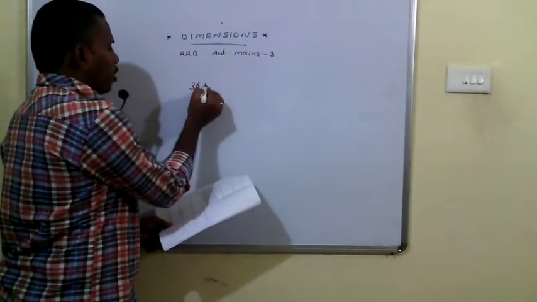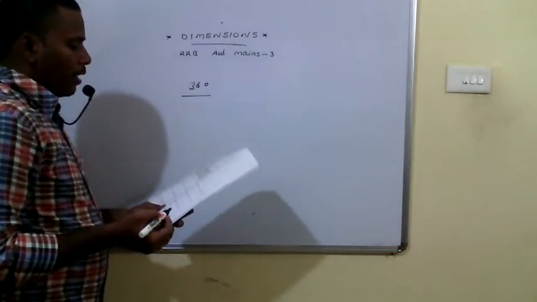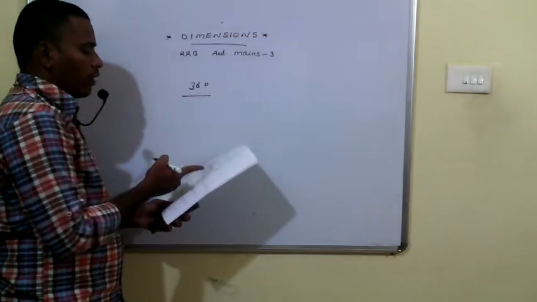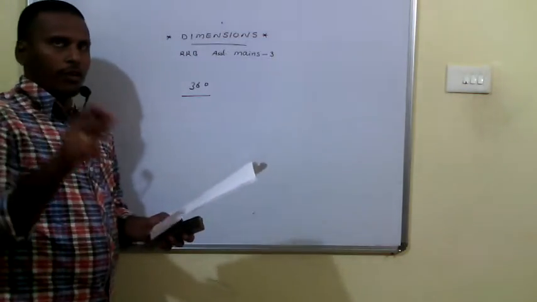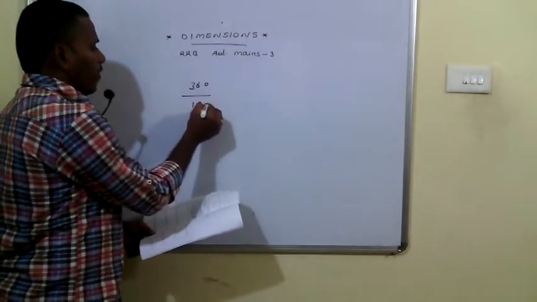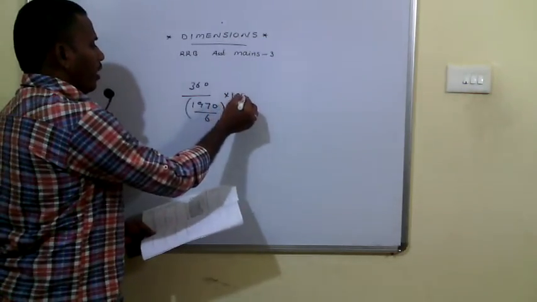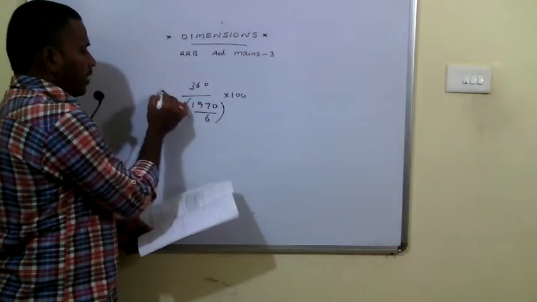So 360 is approximately what percentage of the average production over the given years. For AVC, if you observe the total value column-wise, the total value is mentioned as 1970. So the average is 1970 by 6. So 360 by this value into 100 will give us the required answer for the 70th problem.